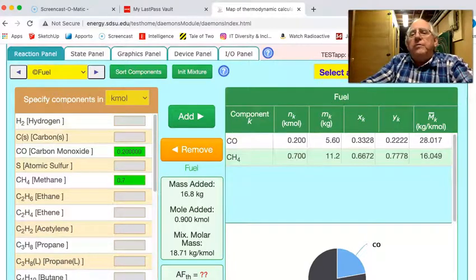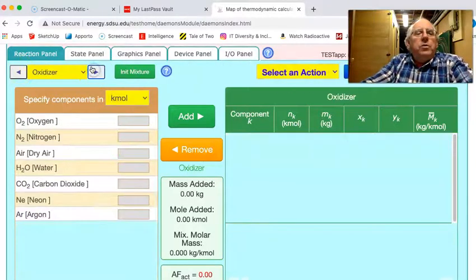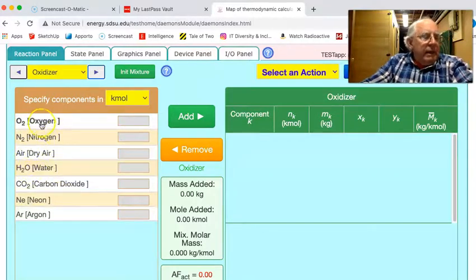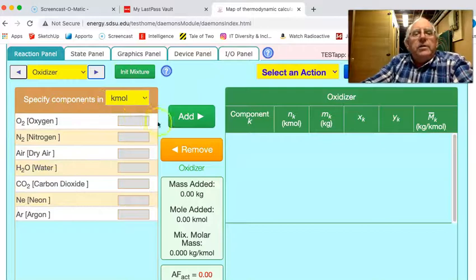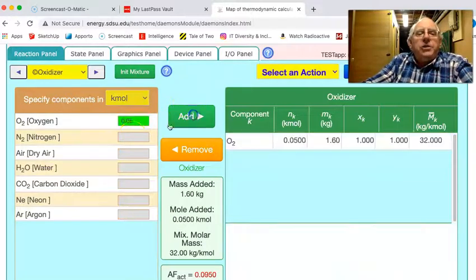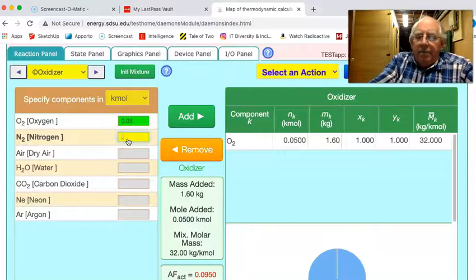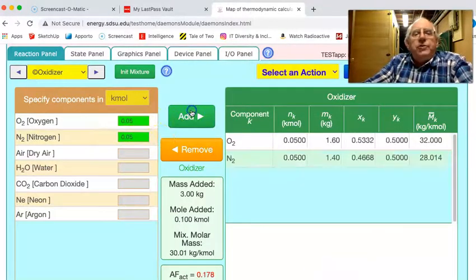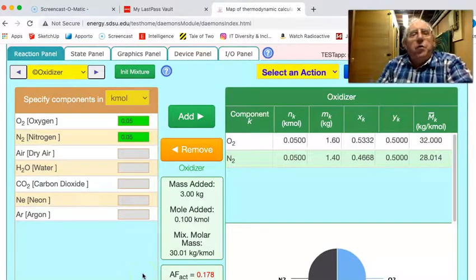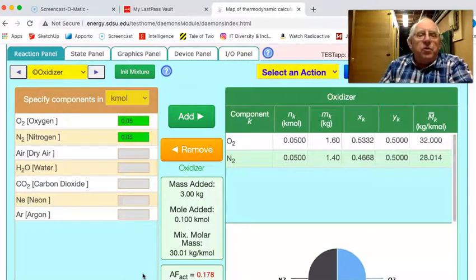And so now that we've selected our fuel, we're going to go over to the oxygen. And now we're going to assume that the nitrogen and the oxygen were there. And so we're going to put those in as 0.05 moles of oxygen and 0.05 moles of nitrogen, to be consistent with what we put in for the fuel. Now we have the 100% of what the fuel is.